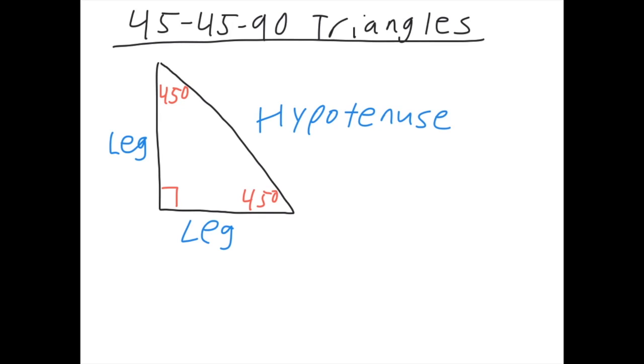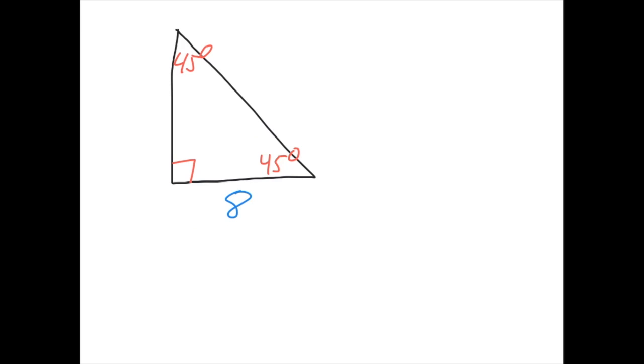So, in the first one, everything revolved around the short leg. In this one, everything revolves around the legs. So, if we call the leg x, the other leg, since they're the same, is also going to be x. The hypotenuse, however, is going to be x times the square root of 2. This one's a bit easier than the 30, 60, 90.